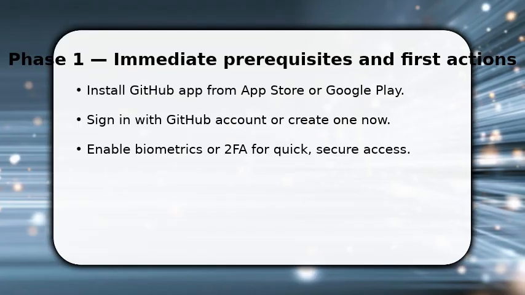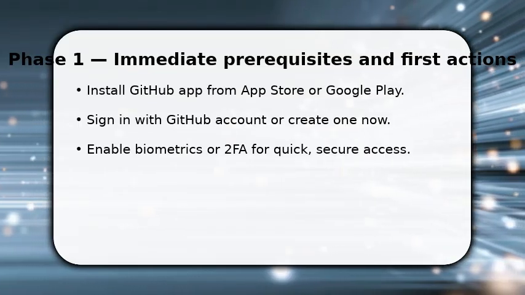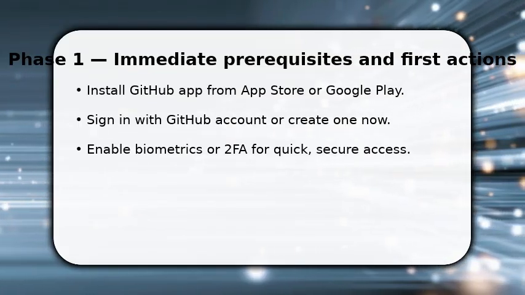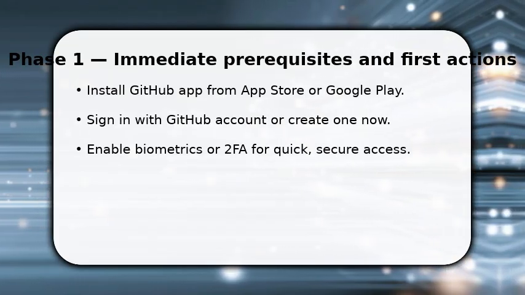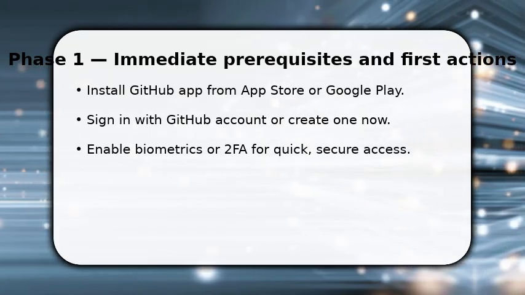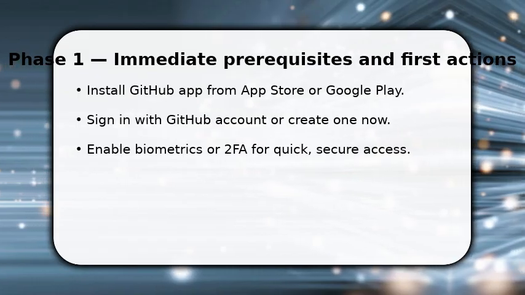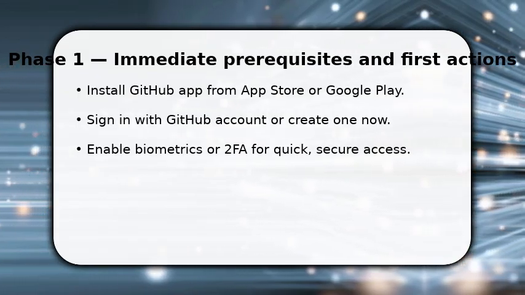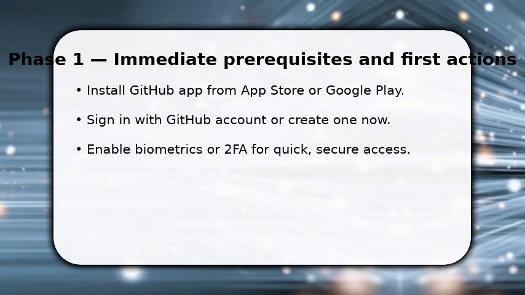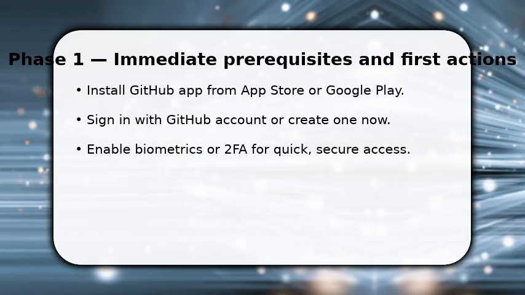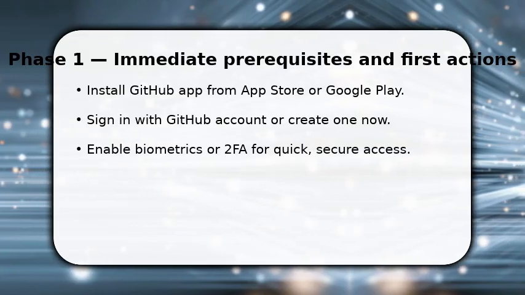You begin by getting the app and signing in. Do that now. Once installed, open it and enter your credentials. If you need an account, create one in a minute. Make sure to enable biometrics or two-factor authentication so you avoid repeated password entry and keep your repository safe. This initial step reduces friction for every action afterward.